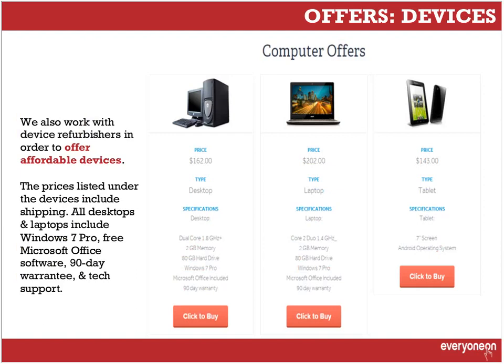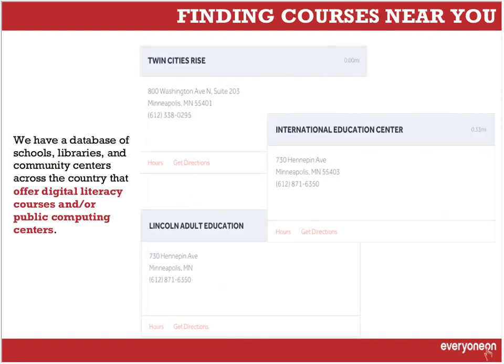Not only would you be able to get recommendations for internet service, you'd also get results and recommendations for training. So again, as you see here, you would also be recommended computer offers that you might be able to buy. And then also we help folks find resources and courses on training close to them, usually through a network of schools, libraries, and community centers, offering that digital literacy training that's so important.